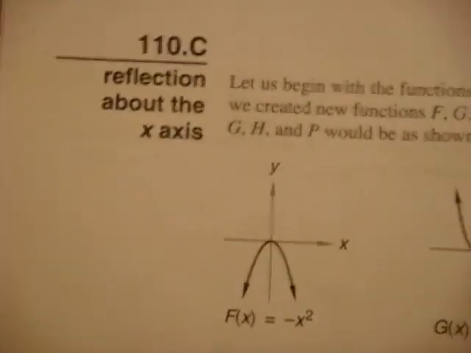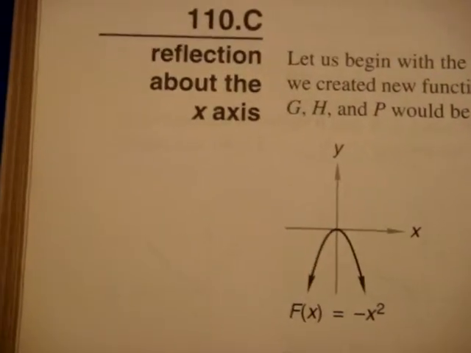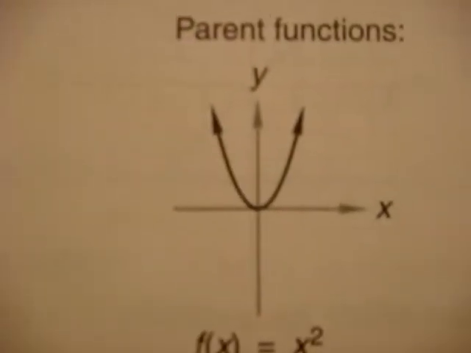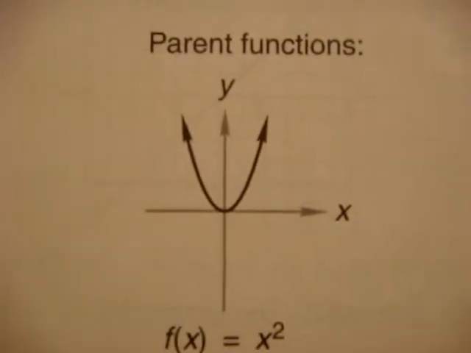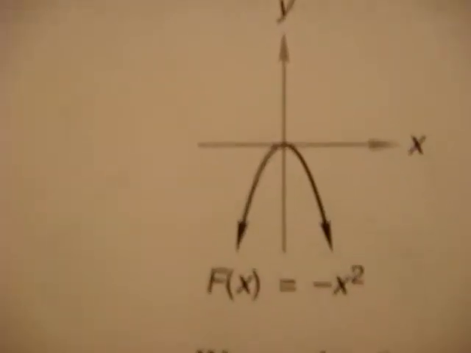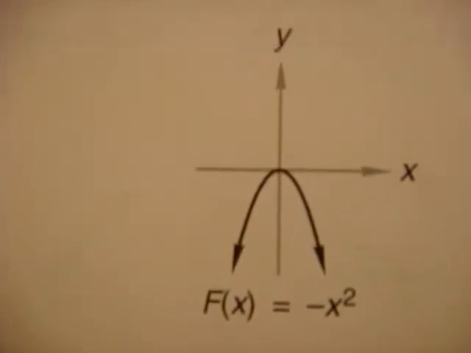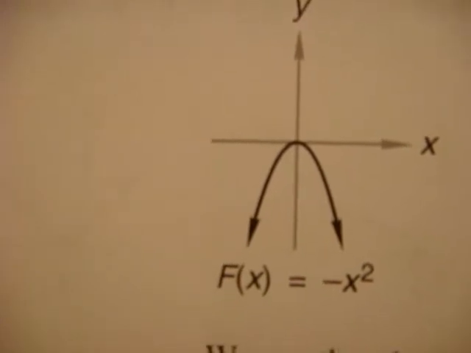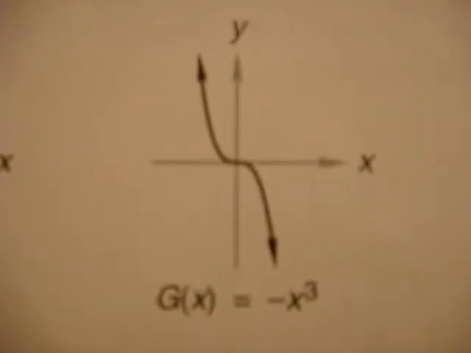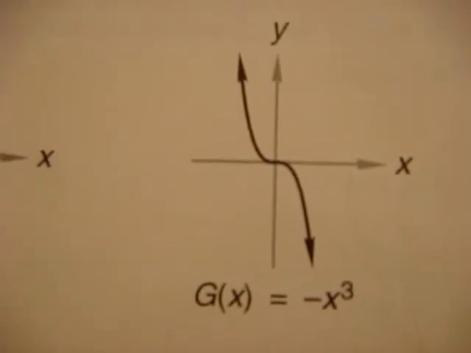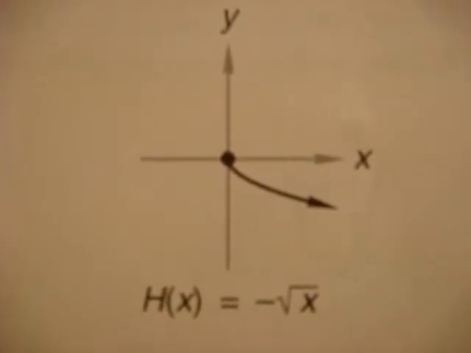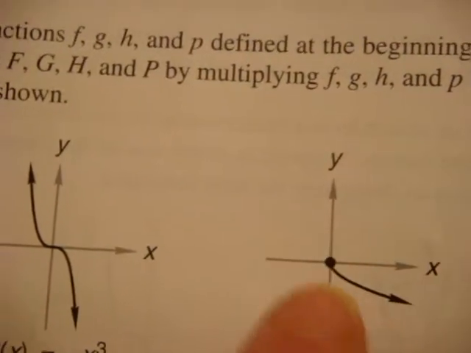Okay, reflection about the x-axis. If we go back to our parent function, here's our parent function. It's going up. We can reflect it around the x-axis by making the function negative. So if we put a negative in front of the x squared, the function flips. Let's do the next one. We put a negative in front of the x cubed, the function flips around the x-axis. This one, see how it flipped around the x-axis? It was on top. It was going this way, and now it's going underneath.